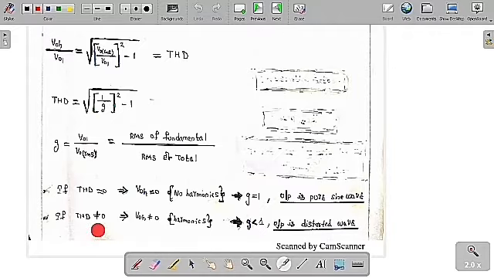But if THD is not equal to 0, then definitely the harmonic voltage is also not equal to 0, meaning harmonics are present, meaning so many frequency terms are also going to be present.